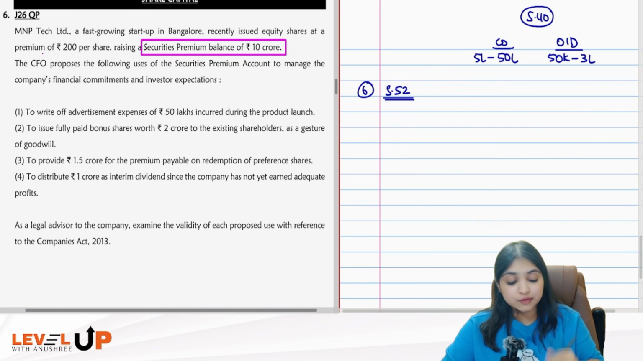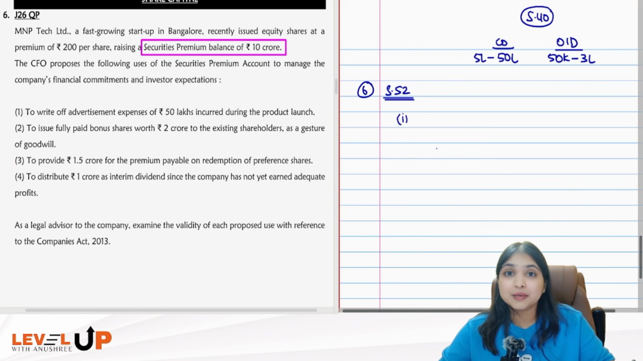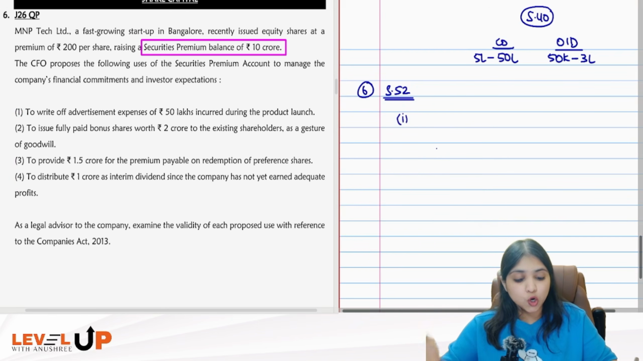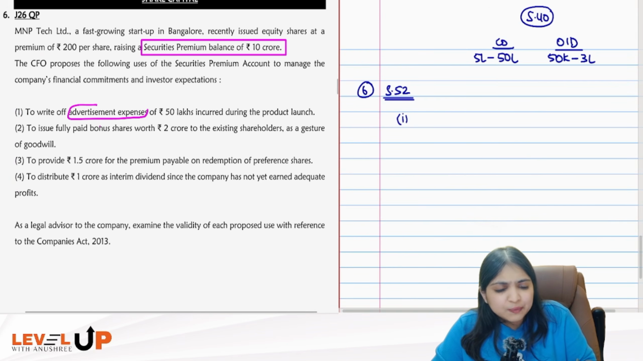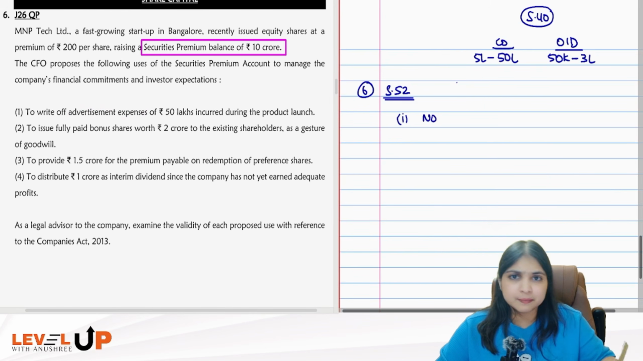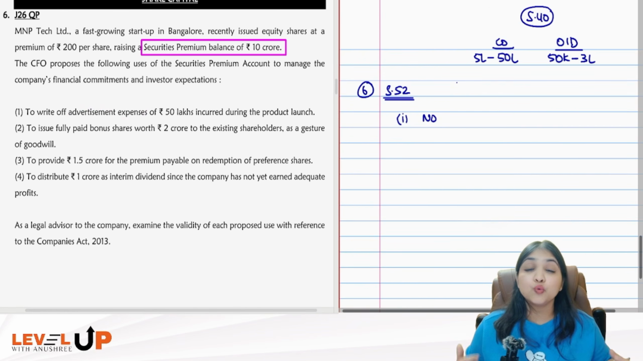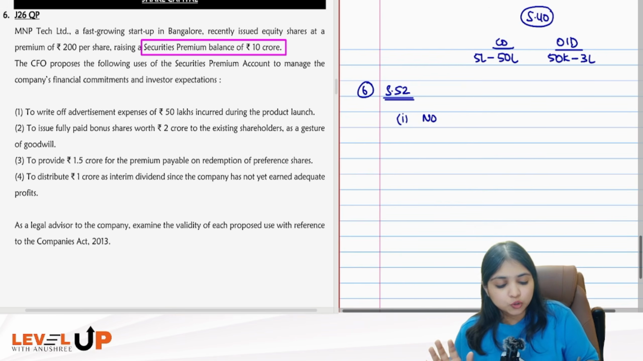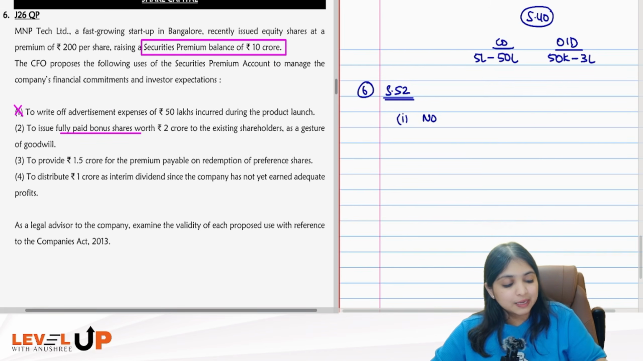So basically, they have given us 4 situations. We have to say in these 4 situations, can the company use the securities premium money or not? Can the company use the securities premium money to write off advertisement expenses? No. Say the company can use the securities premium money to write off preliminary expenses. The company can use securities premium money to write off share issue and debenture issue expenses, but not to write off advertisement expenses. No, not allowed. Then can the company use the securities premium money to issue fully paid bonus shares?